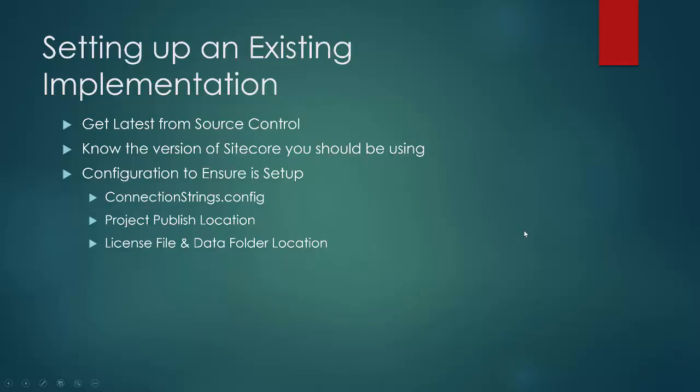And lastly, you'll need to know about the data folder location of that Sitecore website. That's important because that's where your license file exists. It's also where a lot of other things related to Sitecore live, such as your serialization folder, your indexes, your logs, etc. The license file is extremely important, obviously, because without the license file, you won't be able to do anything. You won't be able to load the site.